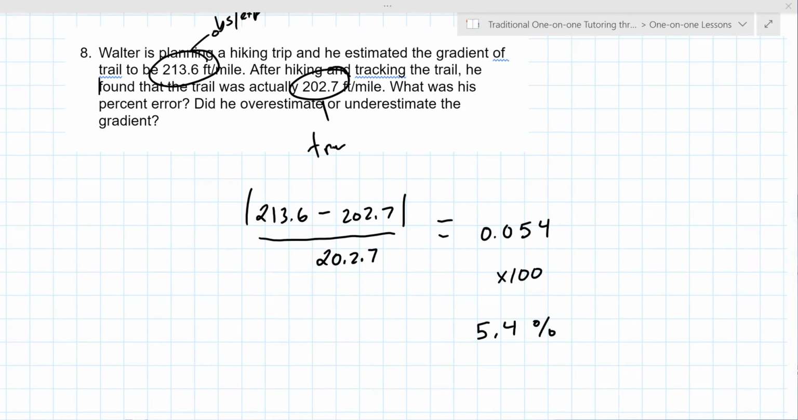So did he overestimate or underestimate the gradient? It depends on, well, it's not because of that, it's because of this number right here. This means that he overdid it because it's larger. Because this is always positive. All right.